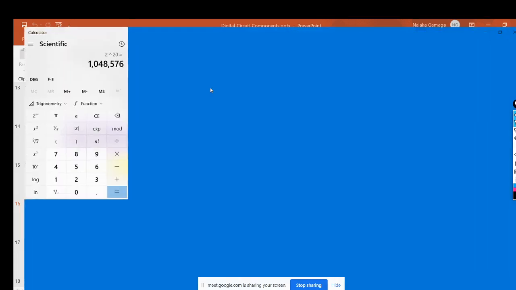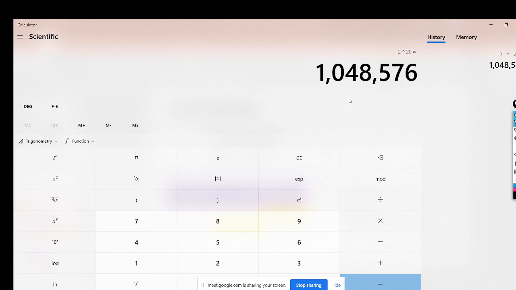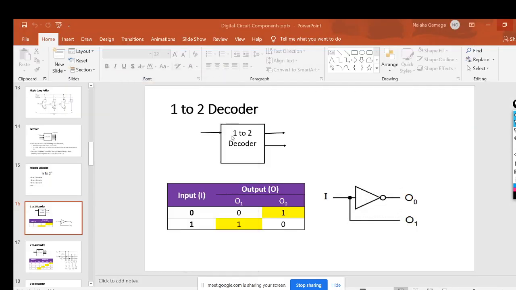Right, so now you can see I just need 20 lines, but I can access this many memory addresses. How much is that? It's definitely more than 1 million memory accesses. Only one memory address will be enabled at a time, but I need only 20 lines. So 20 is not a huge value, because I can access more than 1 million memory locations using those 20 lines. That is why we have decoders, right?